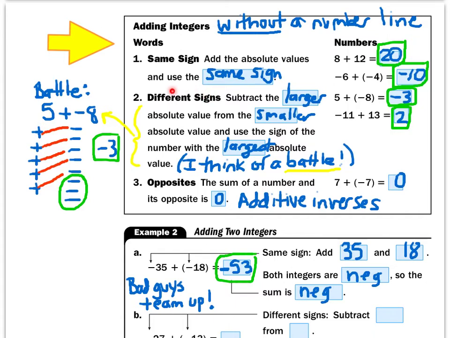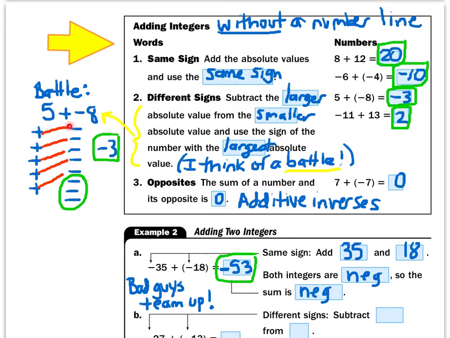Take a look at different signs. Now this is where the battle gets kind of fun. Let's take a look at 5 plus negative 8 over here. So I wrote 5 plus negative 8. So 5 would be 5 good guys, so I wrote 5 positives. Negative 8 would be 8 bad guys. Okay, and they start the battle.